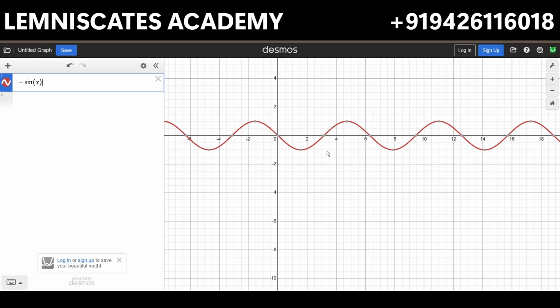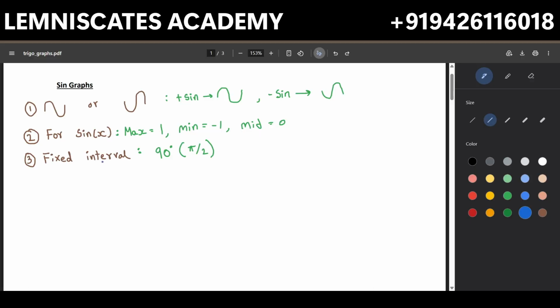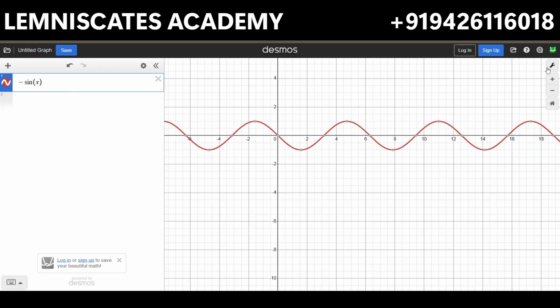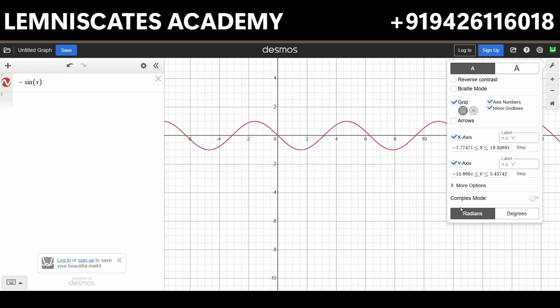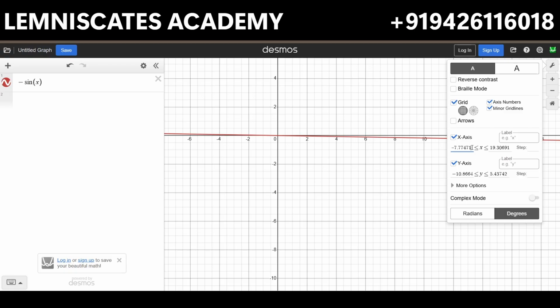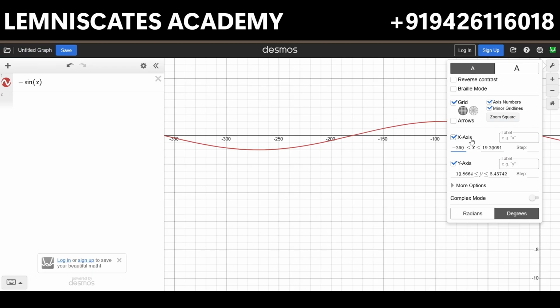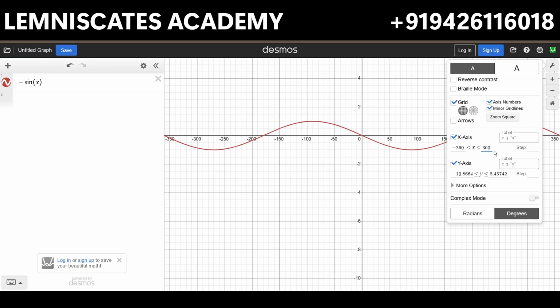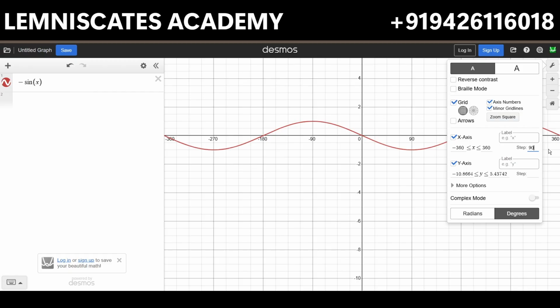Okay. Now, one important thing before I go ahead and show you the graphs: you just come to Desmos and go to the graph settings on the top right. If you want to deal with radians, you can keep it in radians mode, but I want to deal with degrees. And let's say I'm going to make my x-axis go from minus 360 to 360. This is just so that the graph fits the values that we want to see. And the step over here, I'm just going to change to 90 degrees.